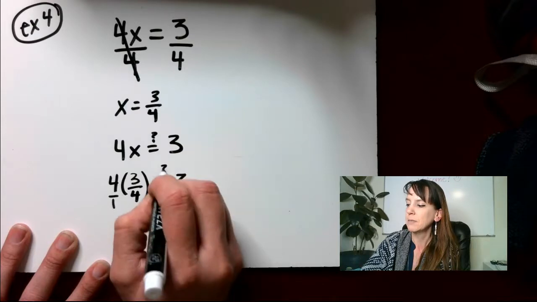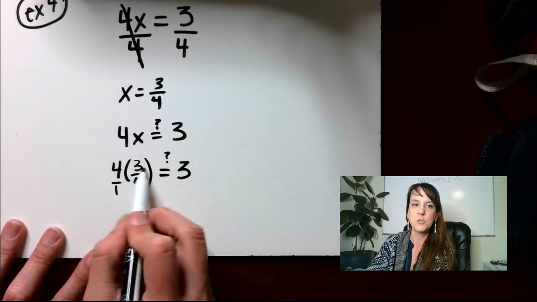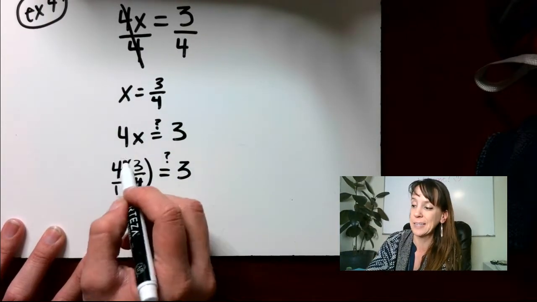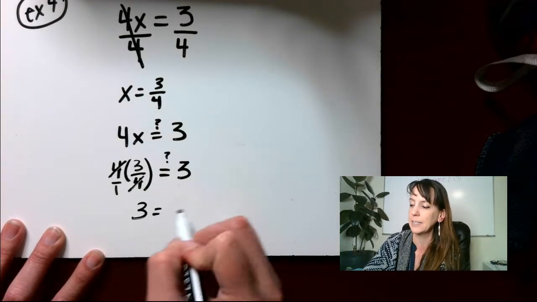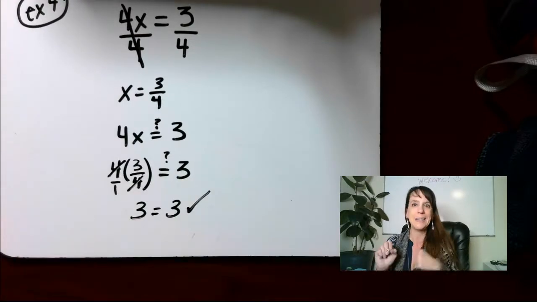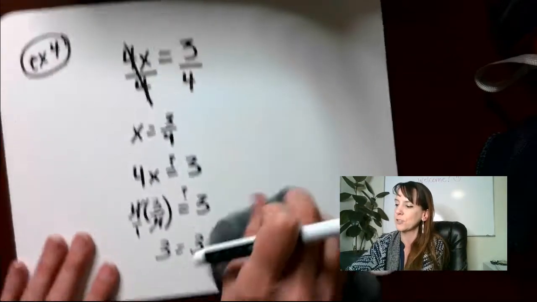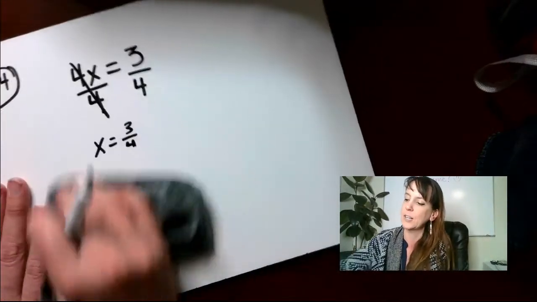Equals 3, little question mark. Now, multiply straight. I can cross cancel actually. Let's make that easier. Cancel out this, cancel out that. I have 3 over 1, which is 3. These guys work. Check. Yes, ma'am. That is the correct answer. So 3/4 is our answer.